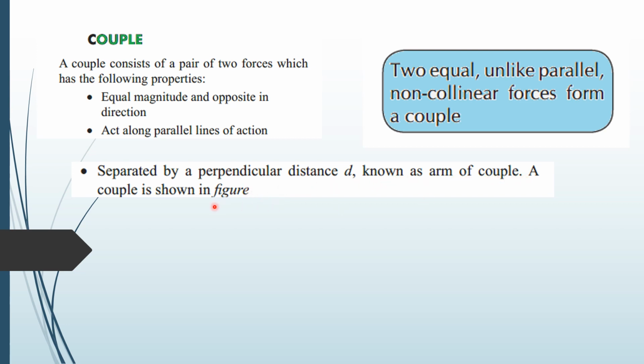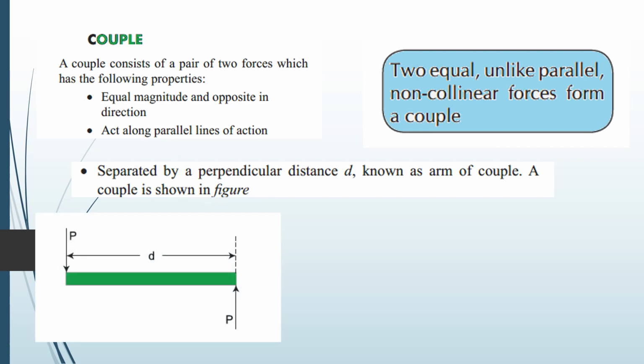A couple is shown in the figure. You could see here, this is the couple. You could see the forces of equal magnitude, opposite direction, and along parallel lines of action. They are separated by a perpendicular distance d. This is known as the arm of the couple. Two equal, unlike parallel, non-collinear forces. These two are not collinear.